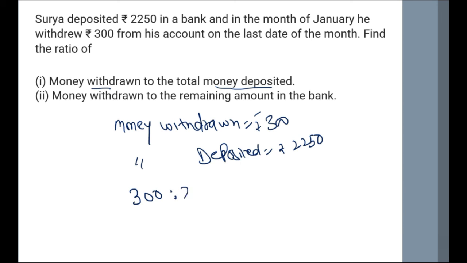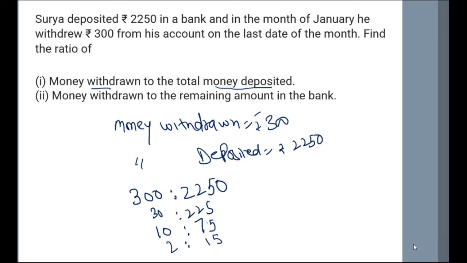This is 300 to 2250. Let us simplify it. First of all, you can divide it by 10, you get 30 is to 225. Then you can divide it by 3: 3 tens are 30 and 3 sevens are 21, and then 3 fives are 15. Then you can divide it by 5, and we get 2 is to 15.